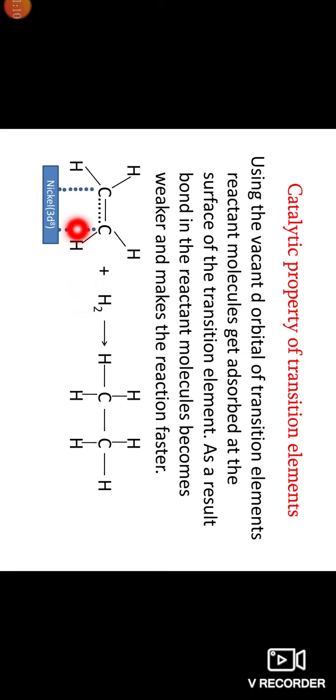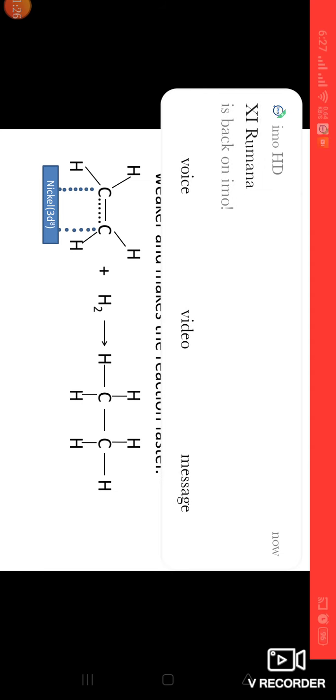So nickel, by making the bond weaker by absorbing electrons, accelerates the rate of the reaction between ethene and hydrogen. So by using the vacant d orbital, transition elements can act as catalysts.